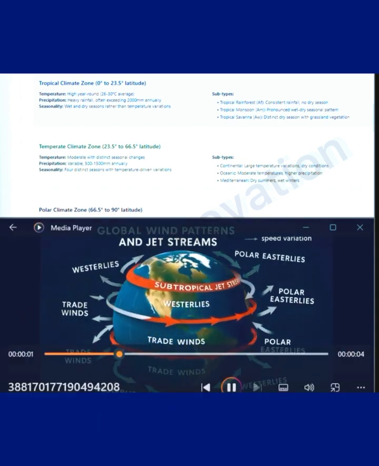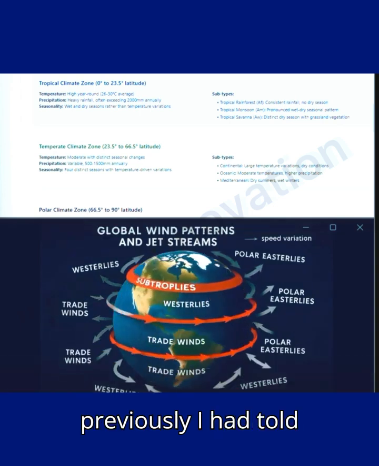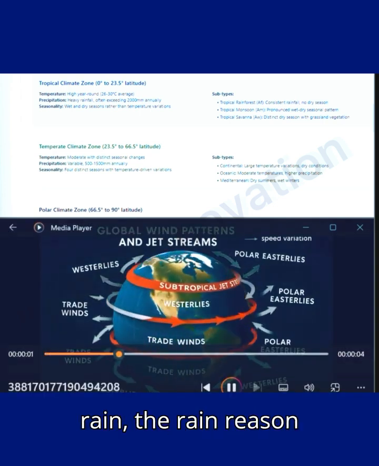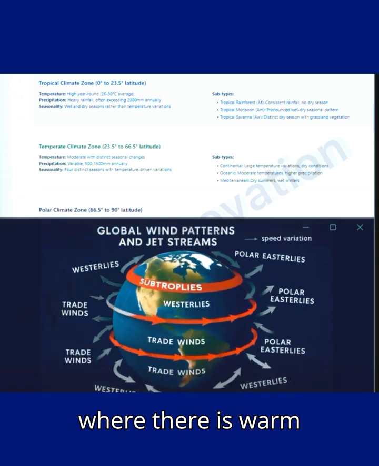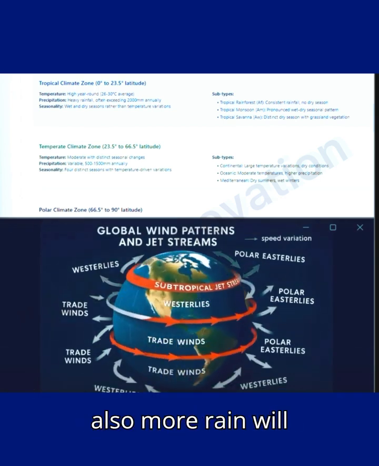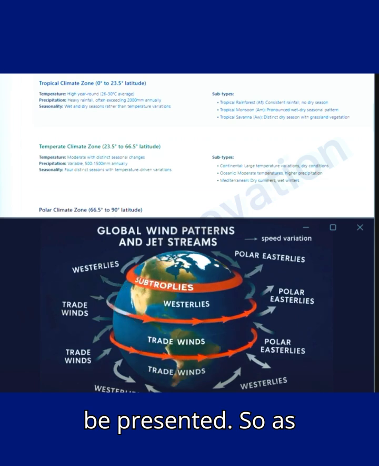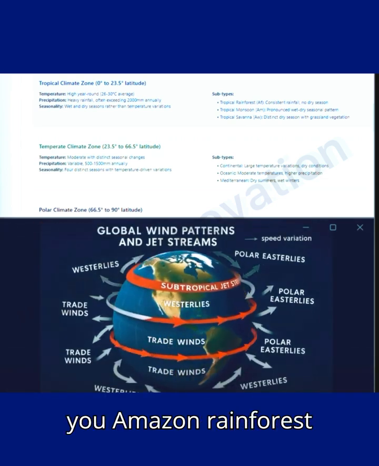High humidity and precipitation, especially in areas like the equatorial belt. Again, I told you previously regarding the rain regions: where warm and direct sunlight is present, there will also be more rain.